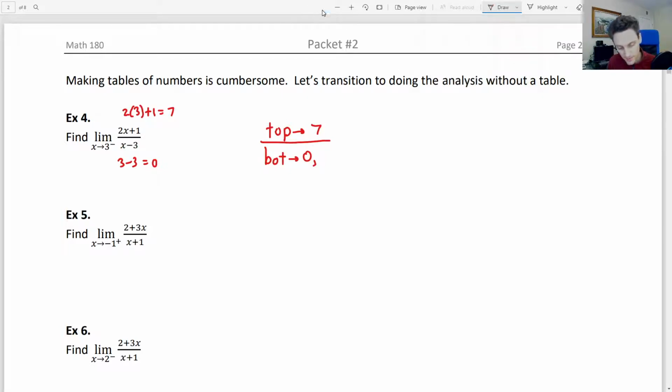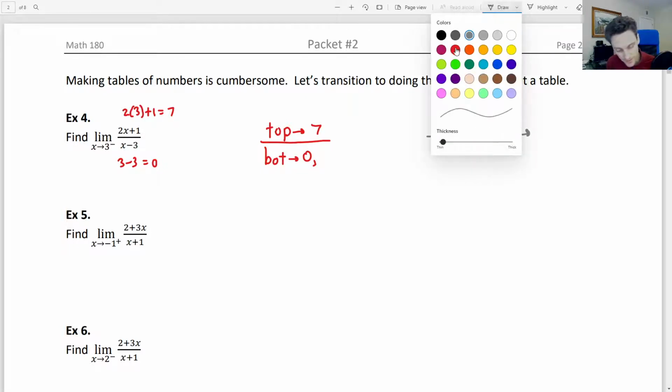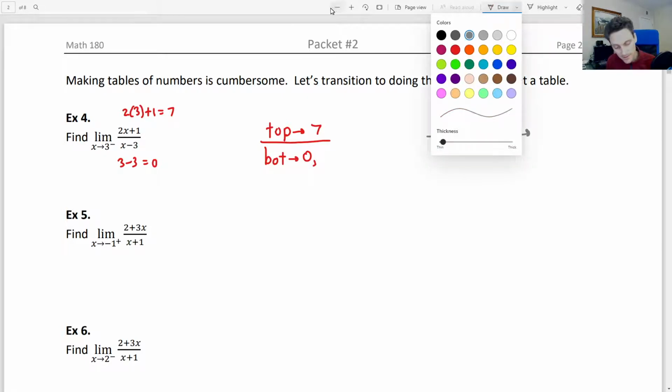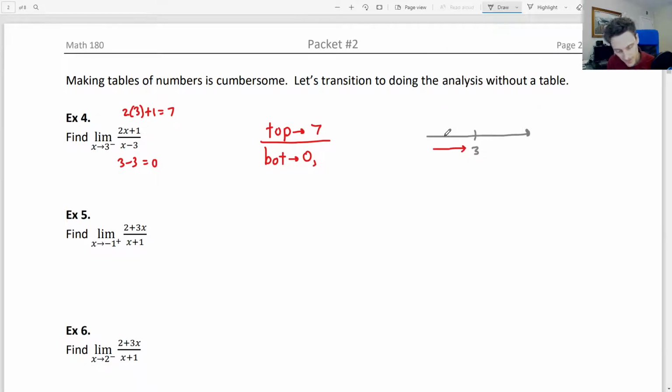And here it might help to draw a picture of 3 and remind ourselves that we're approaching 3 from the left. So when we think about numbers that are close to 3 from the left, maybe I'll do this. So numbers that are getting closer and closer to 3 from the left, these could be numbers like, I don't know, 2.9, 2.99, and so on. I drew way more tick marks than there are numbers up there, but these are numbers that are a little smaller than 3.